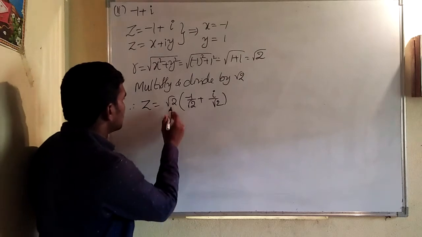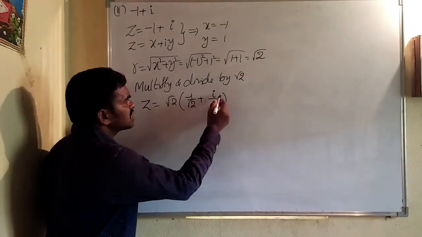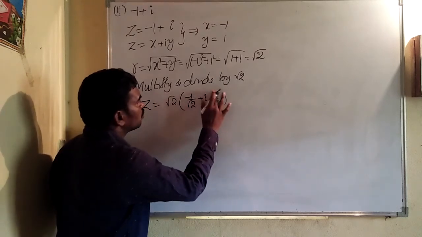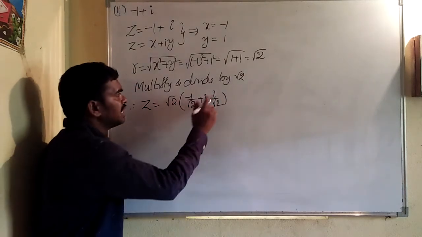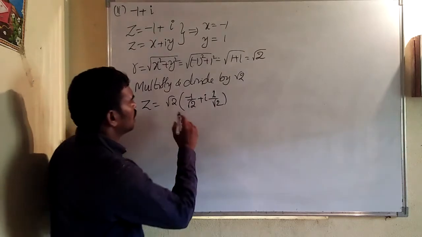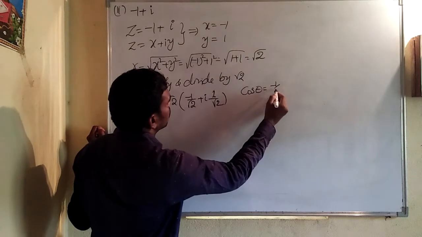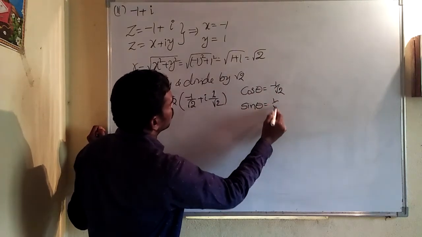So here the r value is root 2, and this is the cos value and this is the sin value. Here we should write i into 1 by root 2, because i must be there. The i coefficient becomes 1 by root 2. So comparing, what is the cos theta value? Minus 1 by root 2. And what is the sin theta value? 1 by root 2.